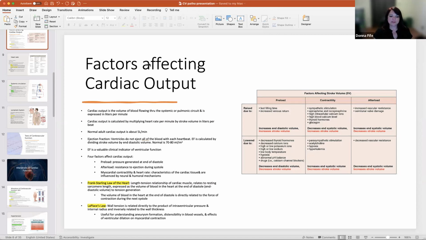We have Laplace's law. Wall tension is related directly to the product of intraventricular pressure and internal radius, and inversely related to wall thickness. And this is useful for understanding aneurysm formation, distensibility in blood vessels, and effects of ventricular dilation on myocardial contraction.